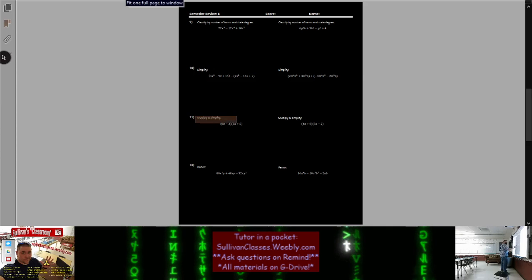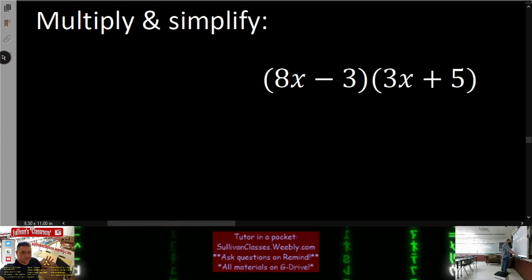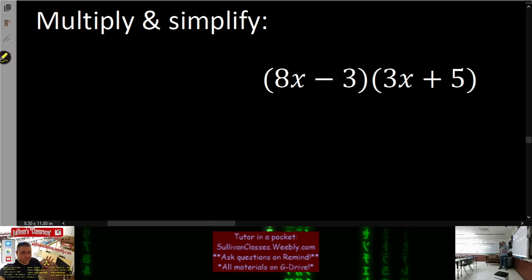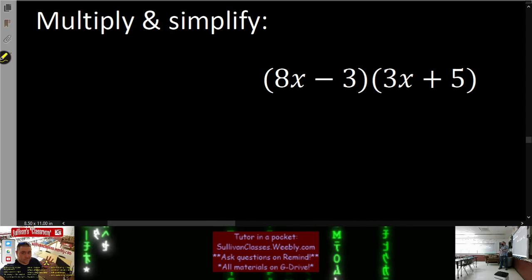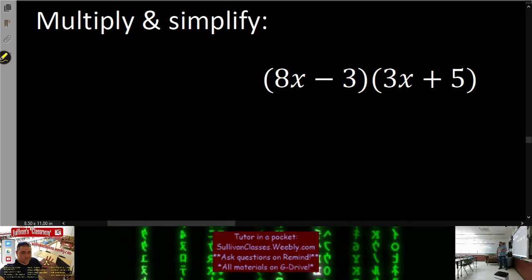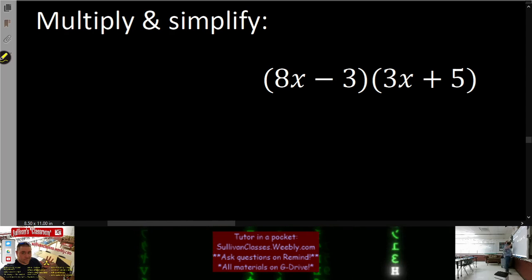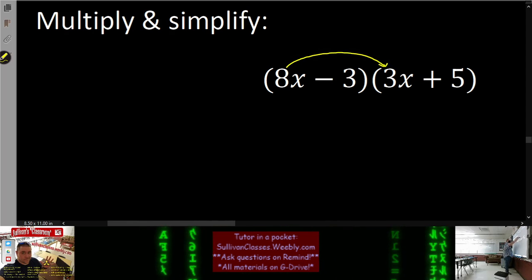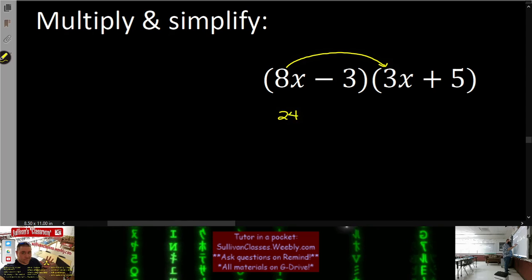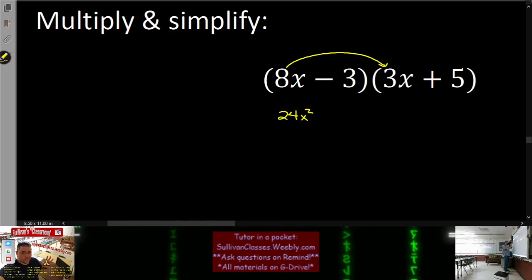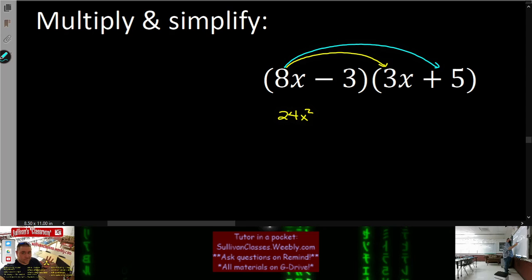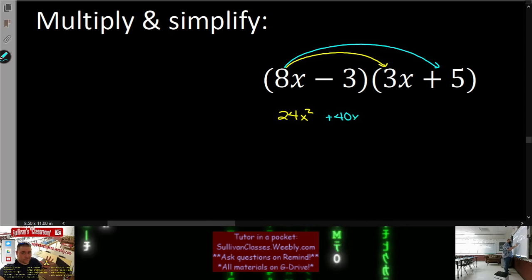All right. Multiplying binomials. If I remember right, most of you hated the Punnett square method. We're all kind of shell-shocked from biology. You were more about the arrows. We say 8x by 3x, 24x squared. And an 8x times a 5 is a 40x.